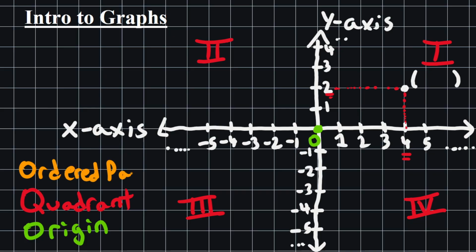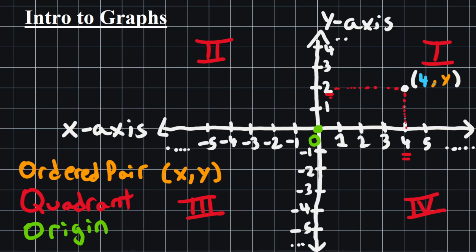Ordered pair. All ordered pairs can be represented as x comma y. So what is the x in here? The x in here is what number this point touches. Does the dotted line touch on the x-axis? That's 4. Let's write 4 for the x.